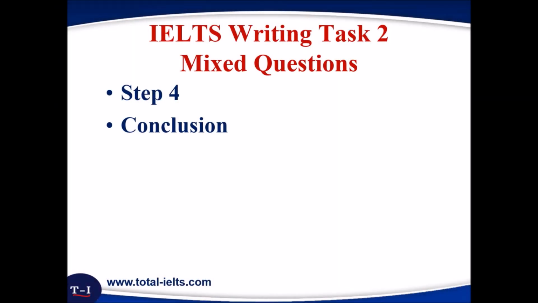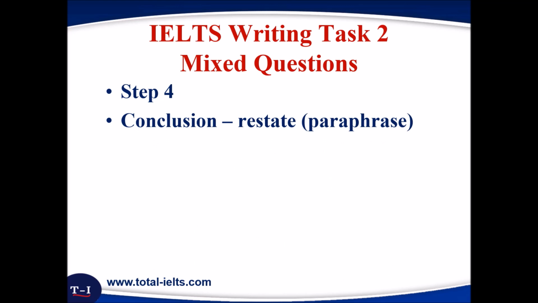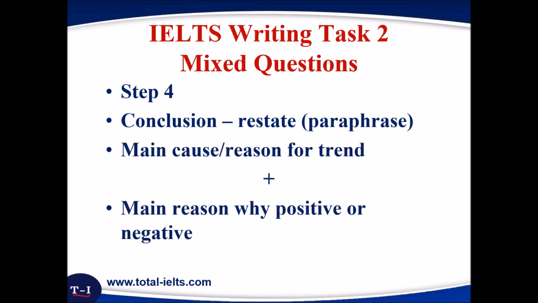And step 4 is writing your conclusion, which should always be short and sweet. A conclusion, by definition, is a summary of what you have already written and nothing else. So you should restate, as in paraphrase, the main reason or cause for this trend, and the main reason why you believe it's positive or negative.